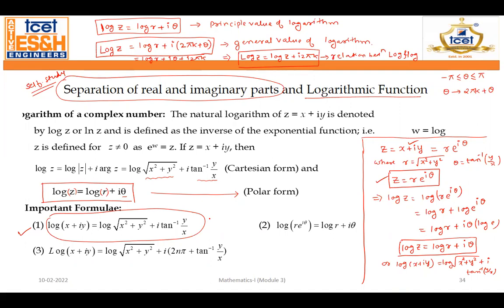That won't be taught in the class, and we will be directly jumping onto this logarithmic function, and that is the last part of complex numbers. After that there is the concept of sequence and series, which will complete your module.